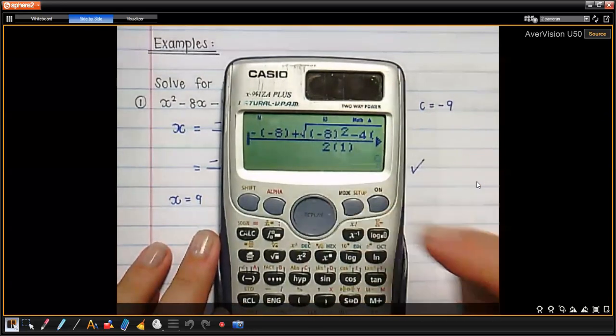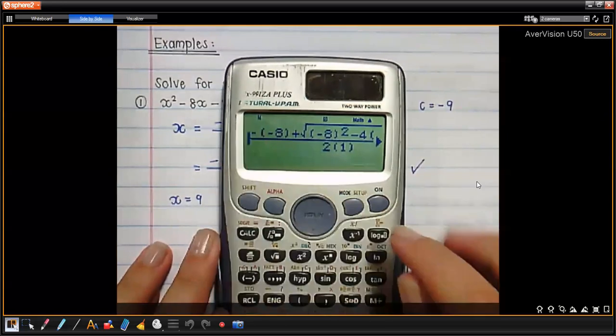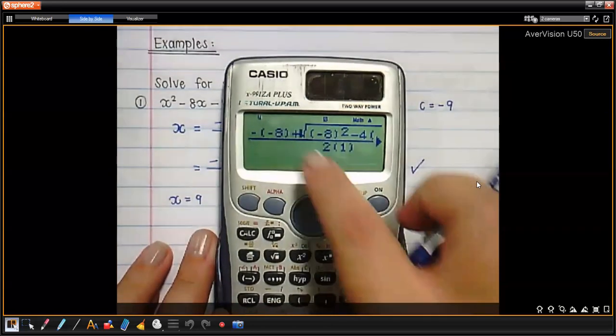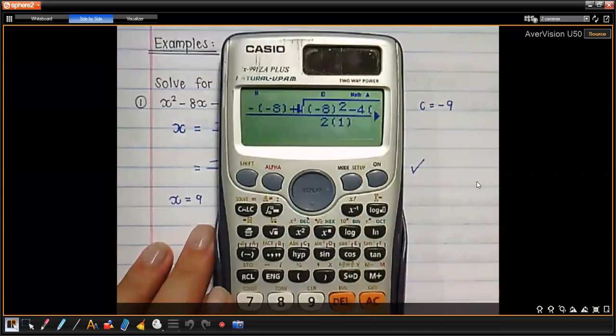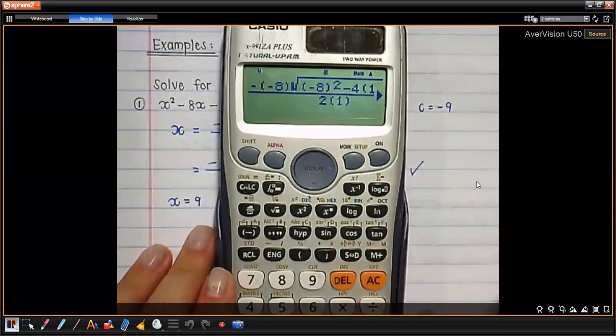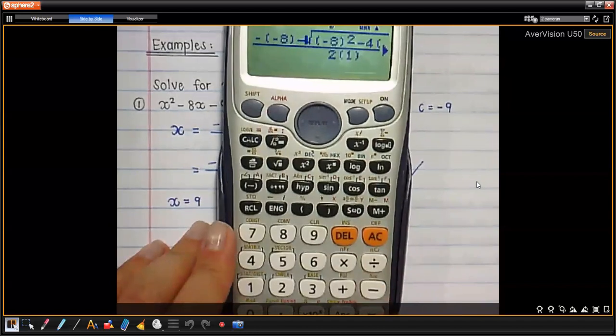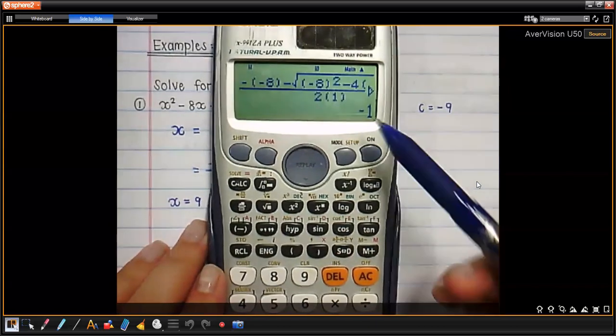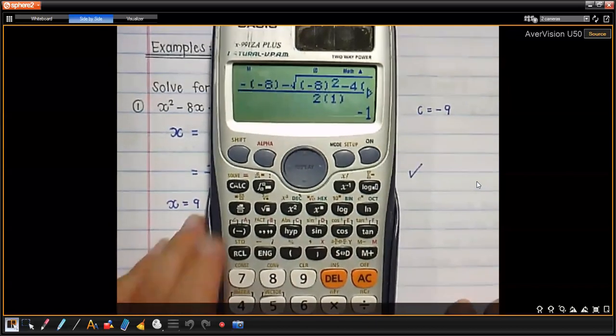So if I press the forward arrow, it goes to the start of my fraction. Then I press the arrow, I move all the way to after the plus. Then I press delete, and then I just put in a minus. Okay, that's the quickest way of doing it. Then you press equal, and then you get your second answer, negative 1.